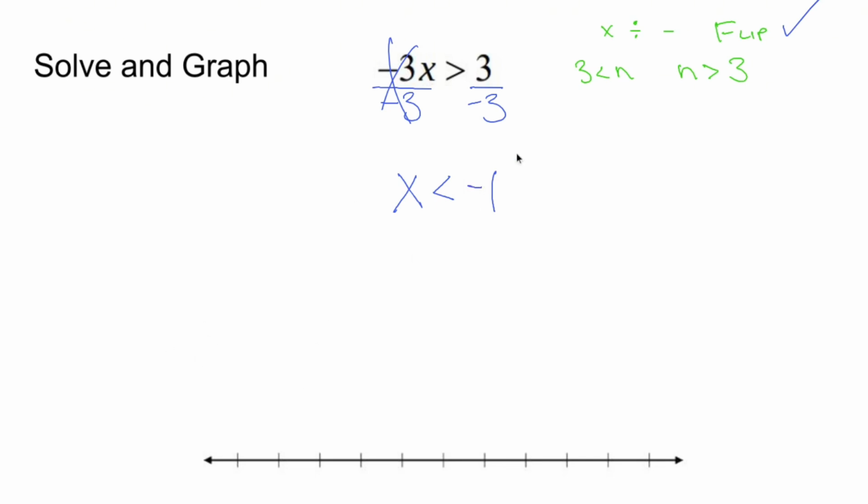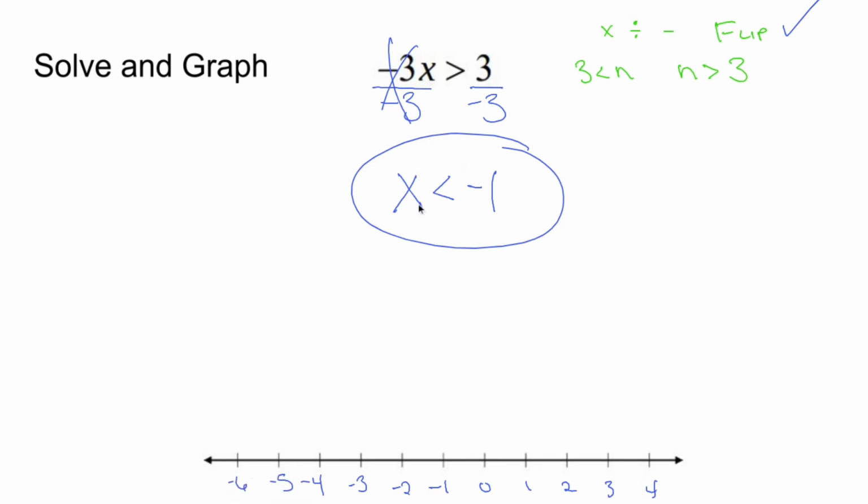So in order to graph this, and by the way, that's solved for. Okay, done. Now I have to graph it. In order to graph it, I just put negative 1 somewhere on the number line, and then I fill in the rest like so.